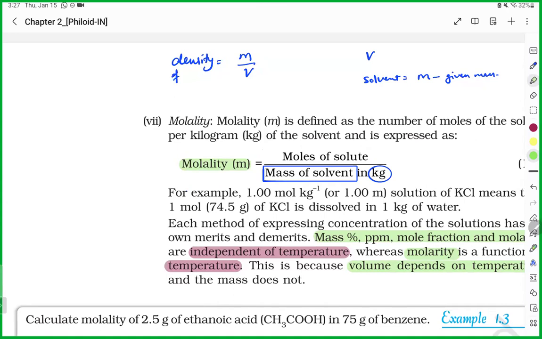Molality. Given mass by molar mass, 1000 by mass of the solution. Sorry, solvent. This is the mass of the solvent. Molar mass is equal to given mass 2.5. Molar mass you can calculate for CH3COOH: 2 carbon 24, 4 hydrogen 4, 2 oxygen 32. 1000 getting divided by 75. Any doubt? You got the same answer?